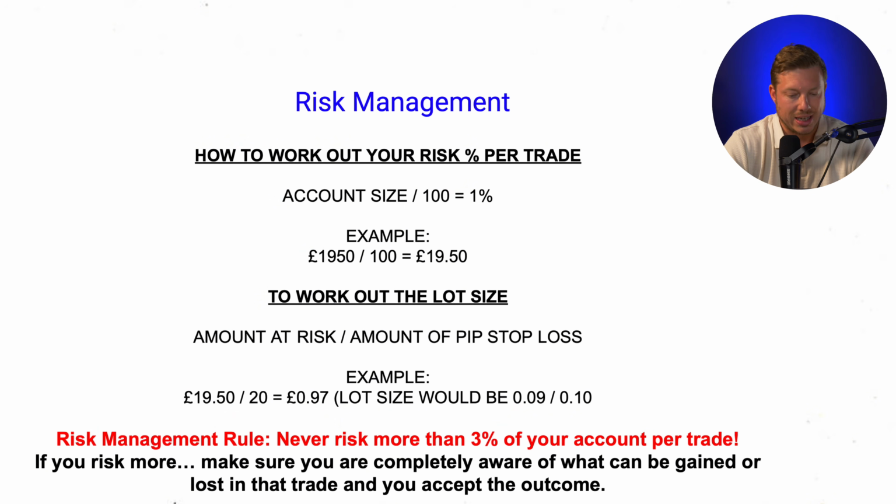So let's just use easy maths. If we were doing £19.50, which is 1%, let's say the stop loss was 20 pips, just for easy numbers, the total would be 0.97, right? So that's 97 pence risk at every single trade. We round that up or down, and it'd become 0.09 or 0.1 because that'd be 90 pence or £1.